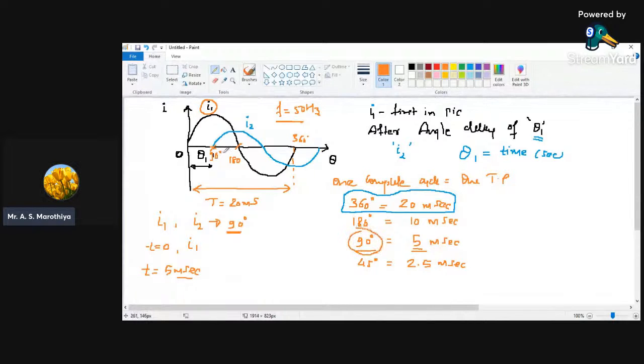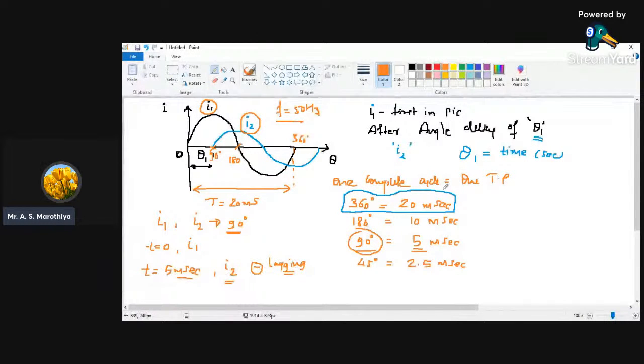And from this graph, it is very clear that after 90 degree of delay, quantity I2 comes into picture. So after 5 millisecond, I2 comes into picture. This is very, very important. And because it is lagging, that's why we need to take this as minus. So here it is going to be lag. Lag means it will come after the reference value.